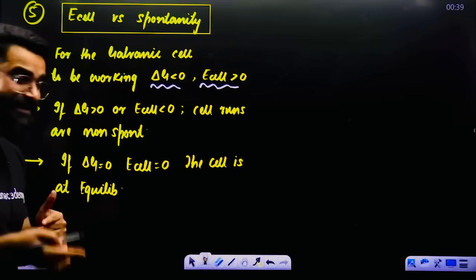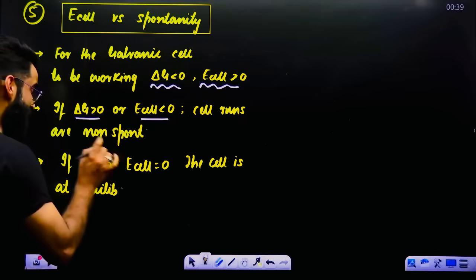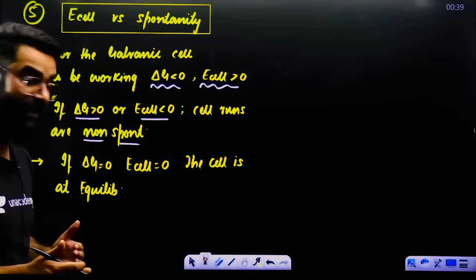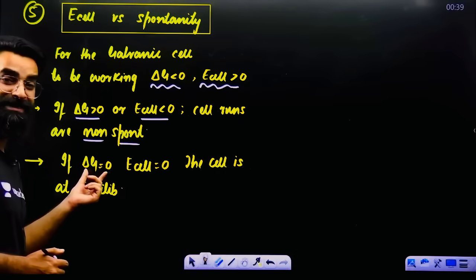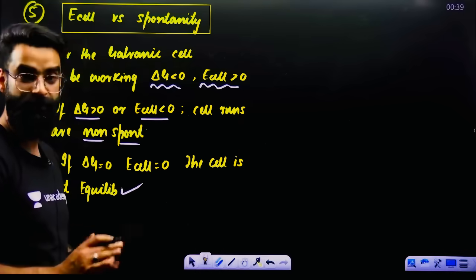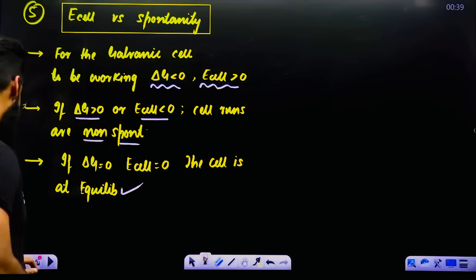Okay? For any cell whose delta G is positive or E cell is negative, that means the cell reaction will be non-spontaneous and the cell won't be working, right? And similarly, if delta G for the cell is 0, E cell is 0, remember the cell is at equilibrium at that point of time. So anything can be asked out of these three things which I mentioned over here on the screen.